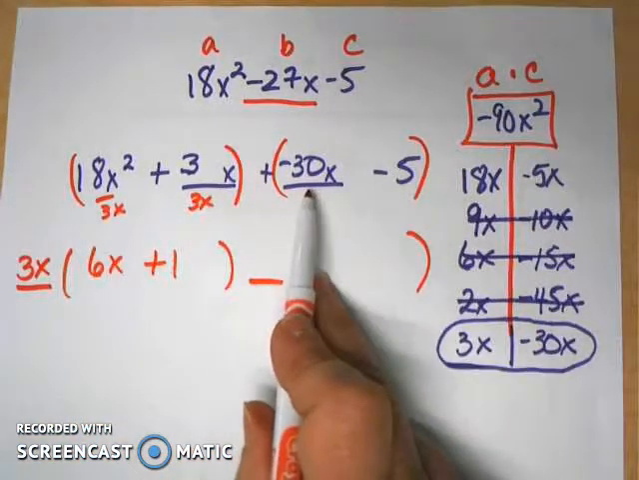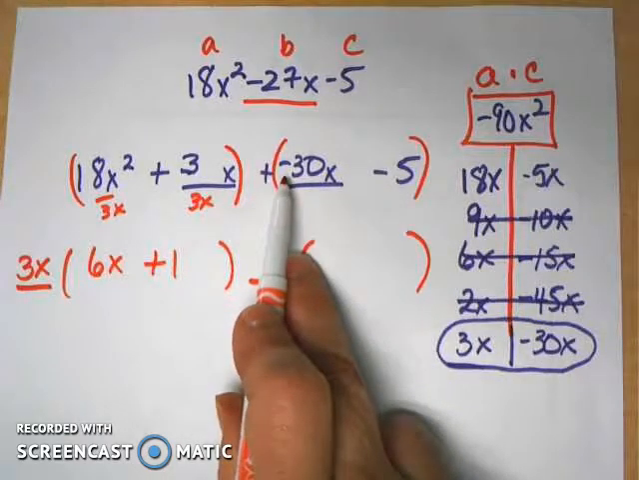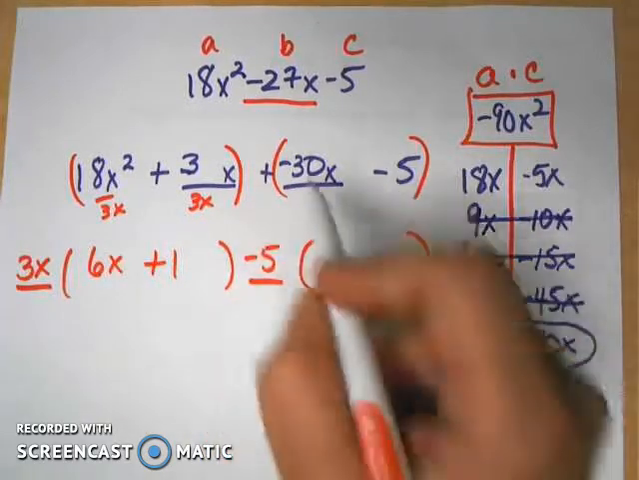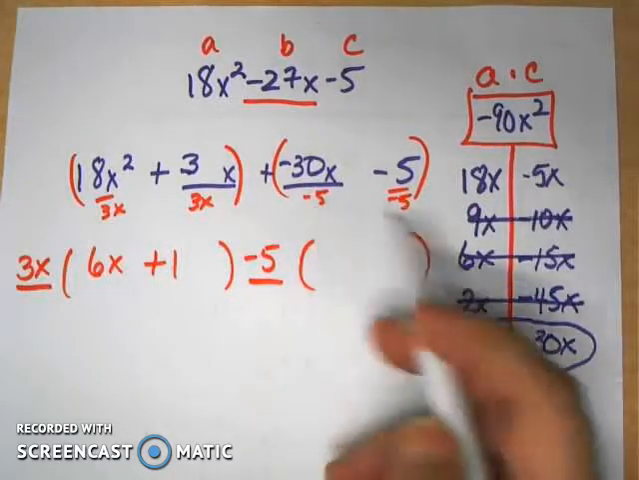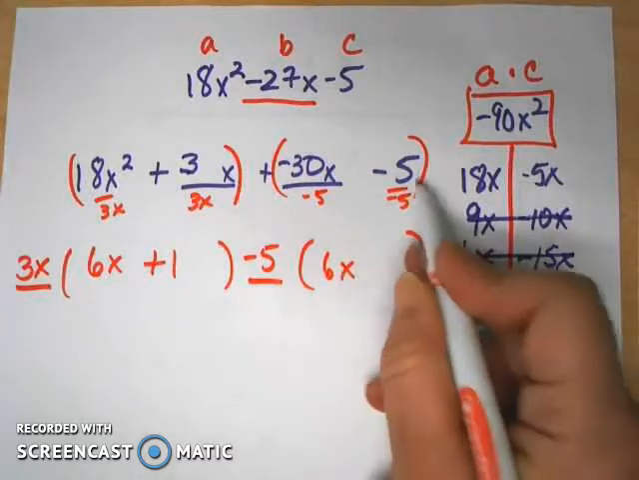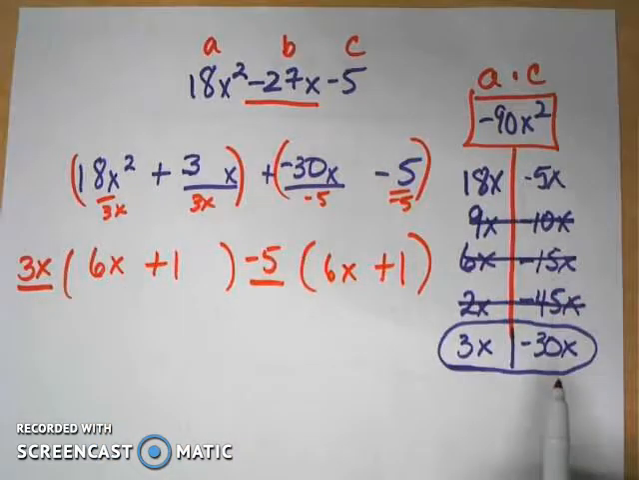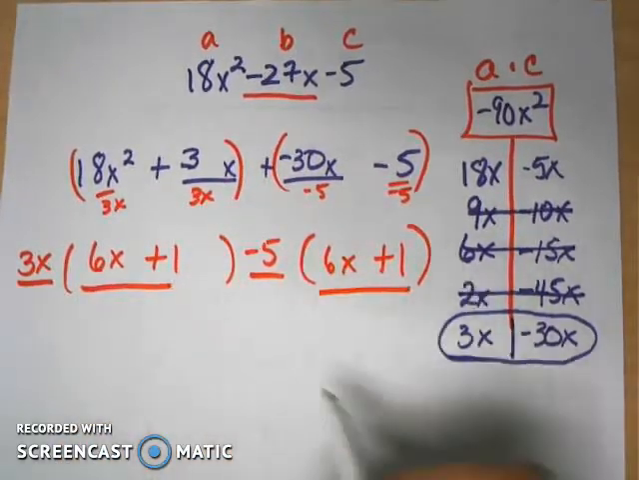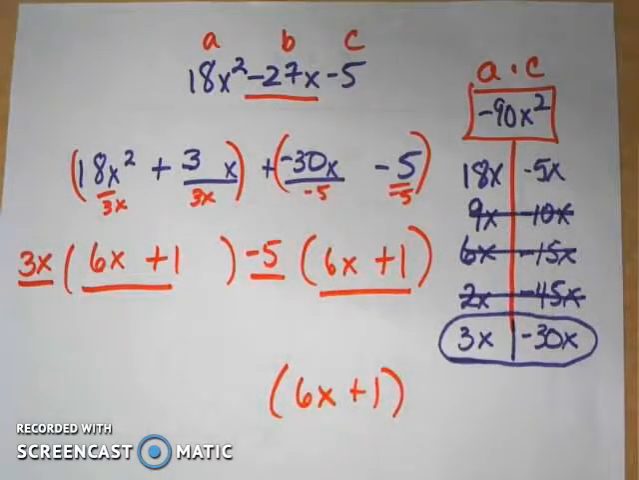Over here, I can divide a negative 5 from both of these, and I'm taking the sign of this first term. It happens to be a negative, so I'm going to divide negative 5 from each of these terms. That's the GCF. So negative 5 is what we're dividing. So that would leave me with 6x and plus 1. Notice that I have a binomial in common here. That is actually one of my factors. This 6x plus 1 is actually one of the factors.